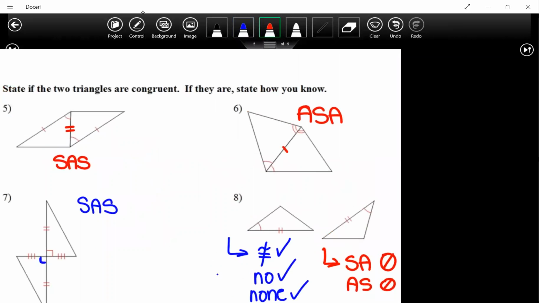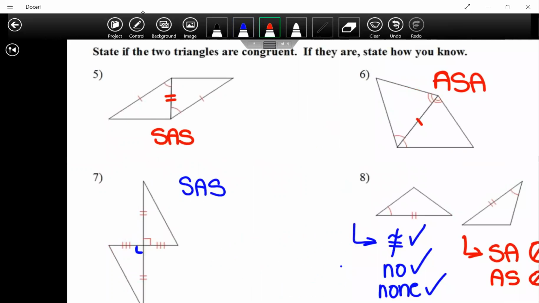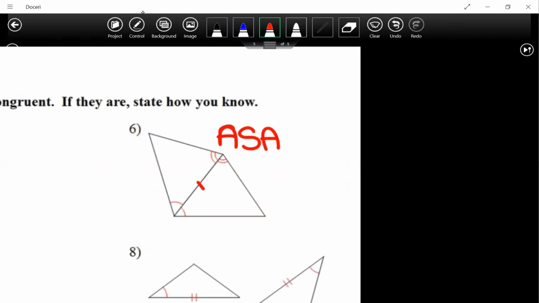For which one? For number 6? I read them down below. So I read this as my angle here first. Side to angle.